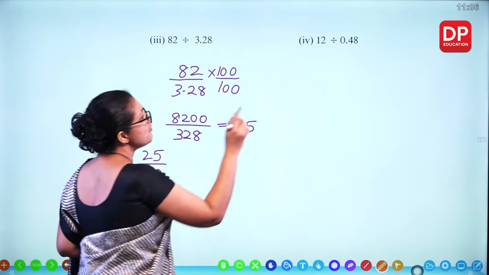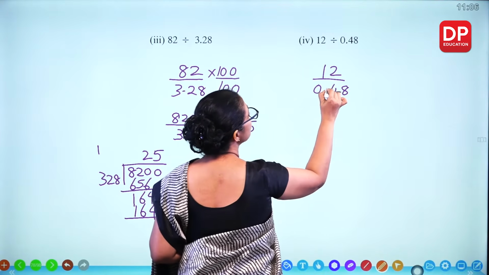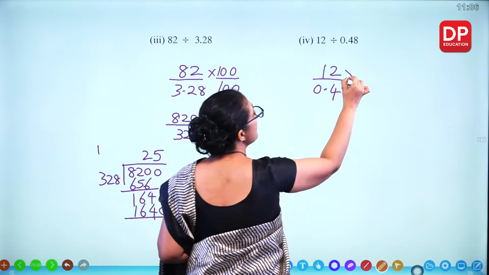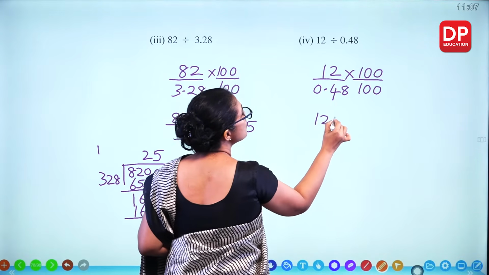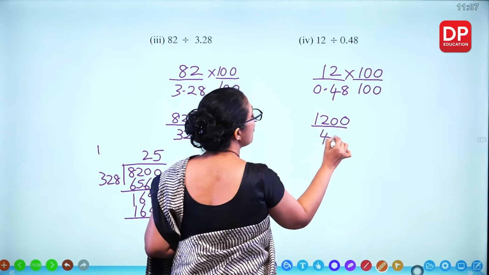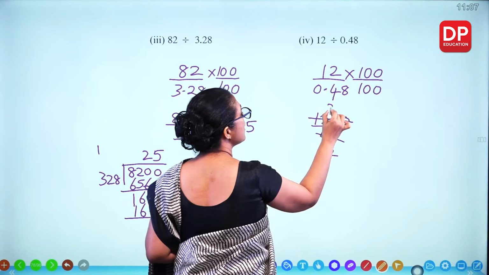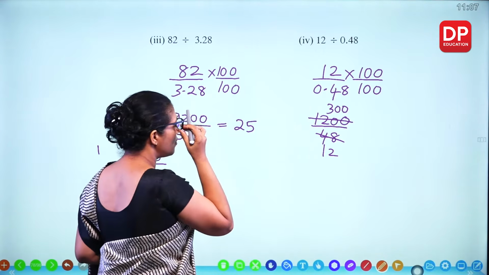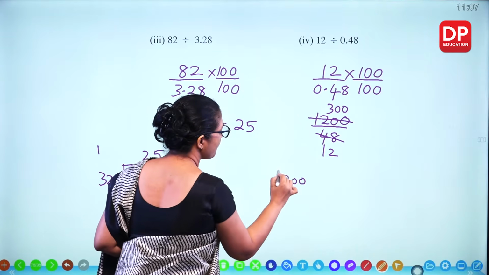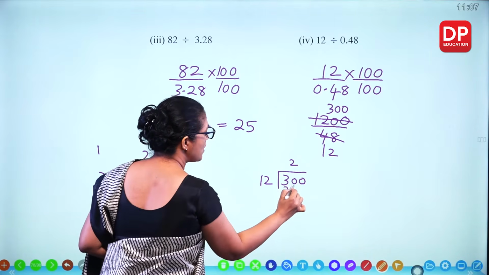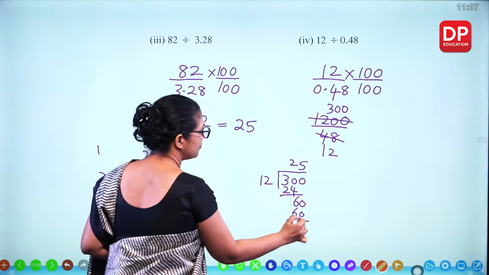This one, 12 divided by 0.48. Multiplied by 100, you get 1200 divided by 48. Divide by 4, you get 12. Divide by 4 here, 300. Now, 300 divided by 12. 12 times 2, 24. For 60, that's 5. So 25.